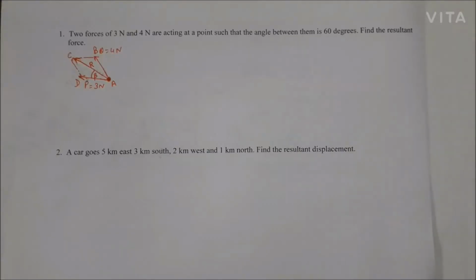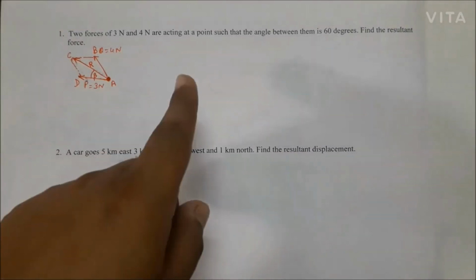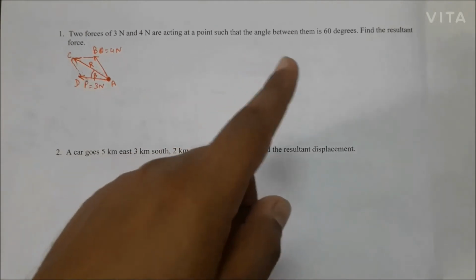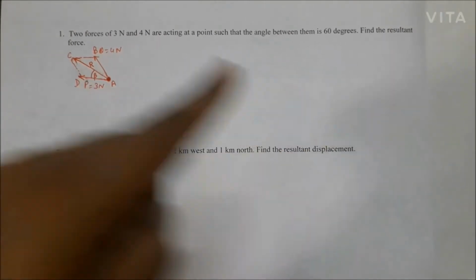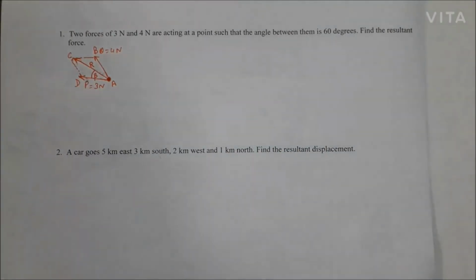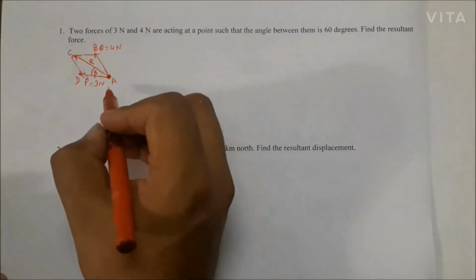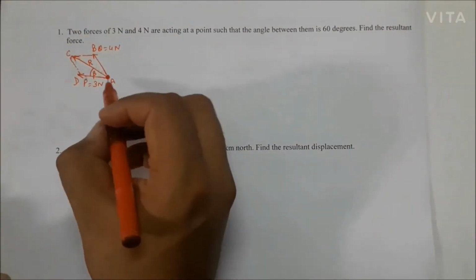Let's see, students, the numericals of this concept. Now my first numerical states that two forces, 3 Newton and 4 Newton, are acting at a point such that the angle between them is 60 degree. Find the resultant force. Now see, this is my point A at which the two forces are acting.